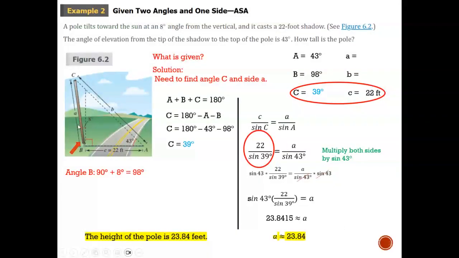So this one is only asking for that. I did the setup so I don't have to finish it and find B, because that's all I needed was the height of the pole. So if we round, that is 23.84 feet for this one.